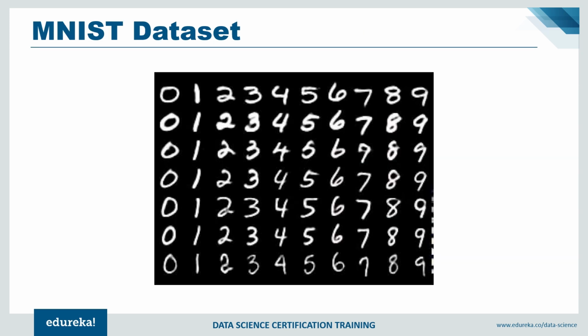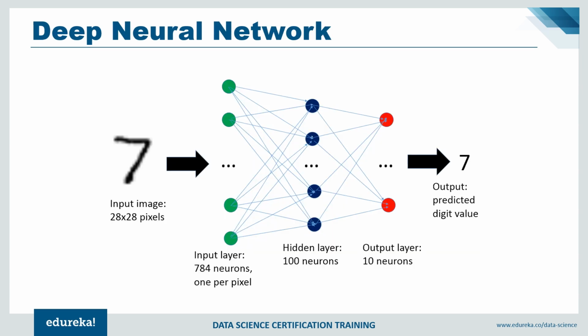Let's create our own neural network, and here we are going to use the MNIST dataset. The MNIST dataset consists of 60,000 training samples and 10,000 testing samples of handwritten digit images. The images are 28 by 28 pixels, and the output can lie anywhere between 0 and 9. The task here is to train a model which can accurately identify the digit present in the image. So let's see how we can do this using TensorFlow and Python.